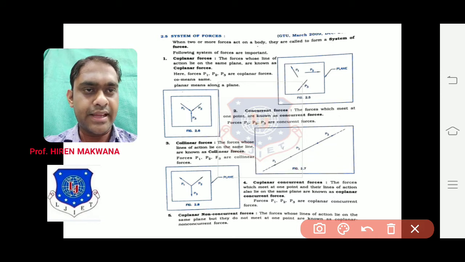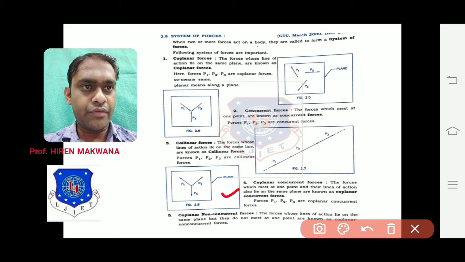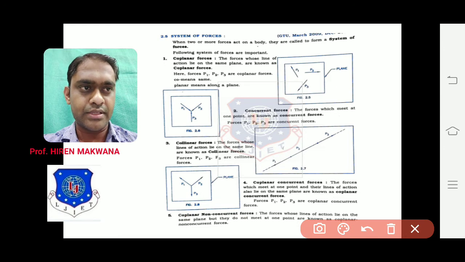Let us see the next, number 4, that is coplanar concurrent forces. Read the definition first carefully. The forces which meet at one point and whose line of action also lie in the same plane are known as coplanar concurrent forces. You can check in the figure. All the forces are in the same plane, so that's why they are coplanar forces. Moreover, at the same point, three forces are acting, so they are concurrent forces. So that's why this system is known as coplanar concurrent forces.